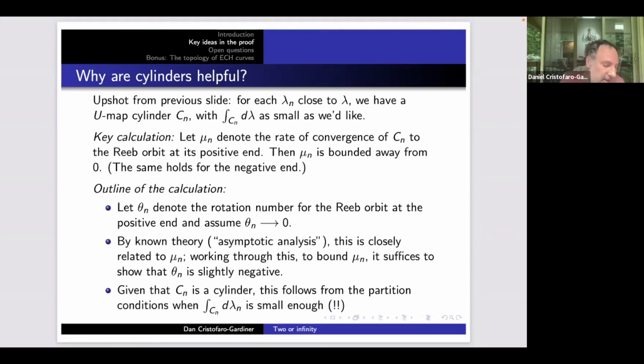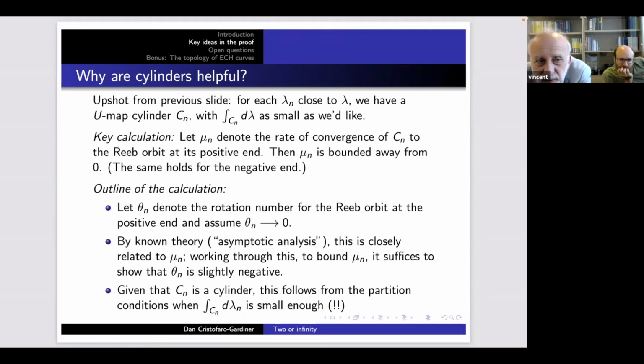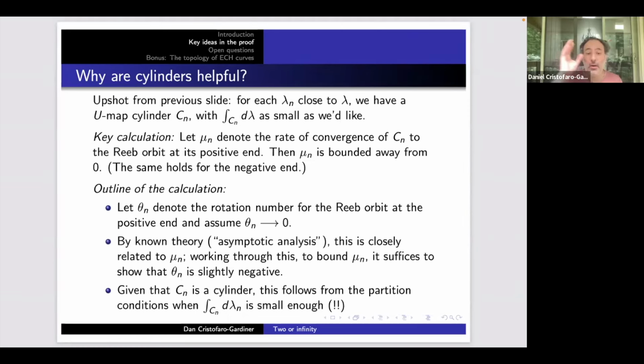So what I'm referring to here, if I wanted to talk more in specialized terms, is the asymptotic analysis package where you relate eigenvalues of the asymptotic operator to the Conley-Zender index, let's say. But this is a general fact. It has nothing to do with the U map. Right, all of this is general.